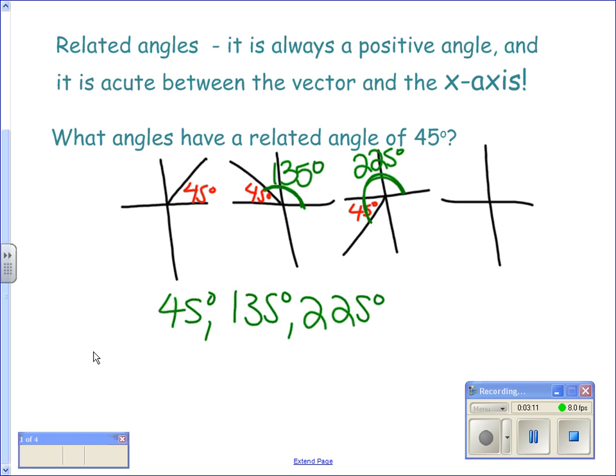And then we can draw it in the fourth quadrant. So what would this be right here? 315. Those are all related angles.